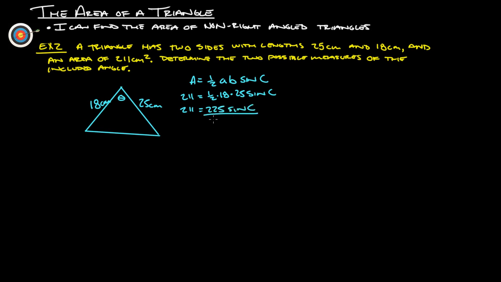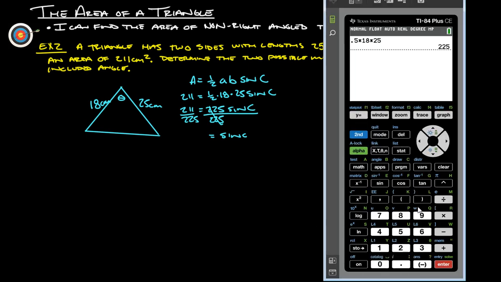We've got to get sine C by itself, so we divide both sides by 225. Right, so we get sine C equals 211 divided by 225. So 211 divided by 225 gives us 0.9377.